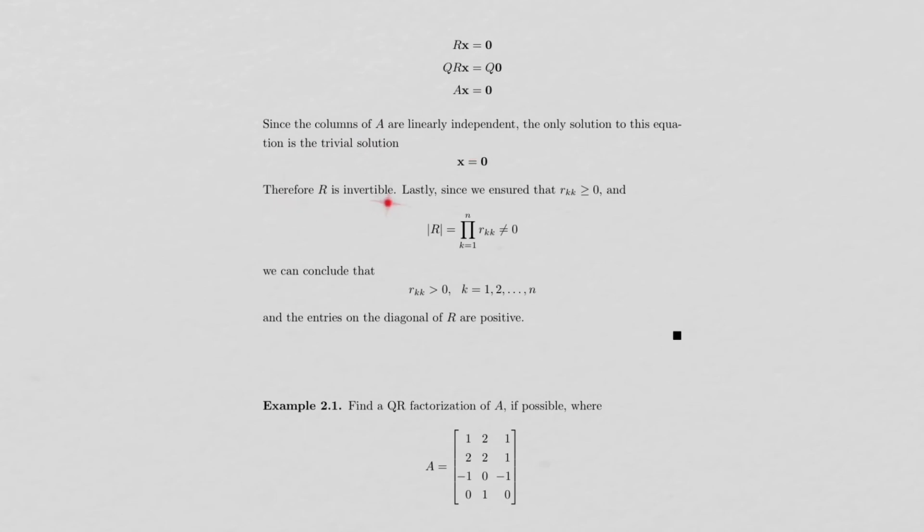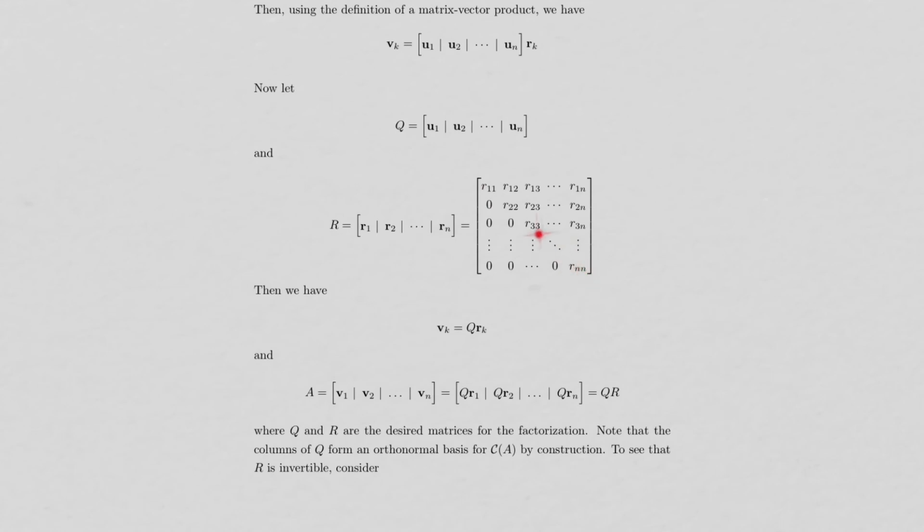So R is invertible. What about the entries on the main diagonal? Here are the entries on the main diagonal. Well, we know from before that they're not negative. None of these can be negative. But what about 0? Could any of them be 0? The theorem says that they have to be positive, so they can't be 0.